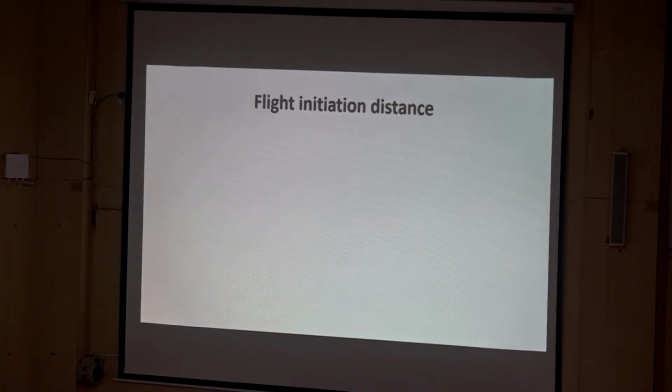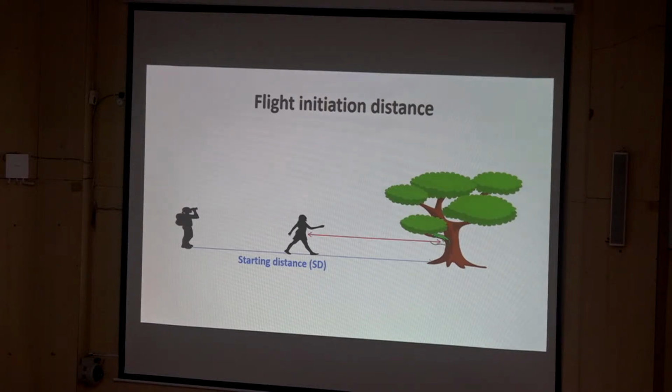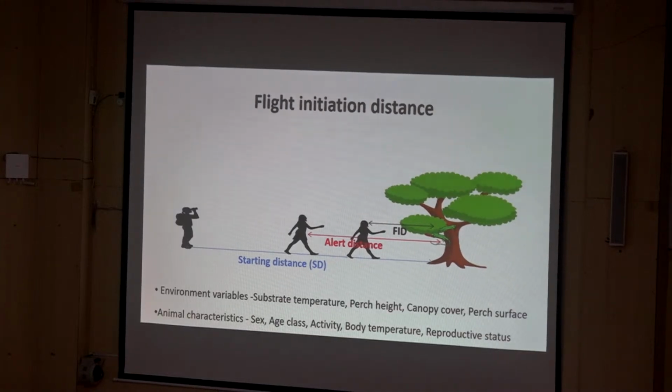Flight initiation distance is the distance between the prey and predator at which the prey flees. When the lizard was found at a distance of more than 5 meters, we did the flight initiation distance measurement. The distance at which the lizard flees is the flight initiation distance. We also measured the environmental variables and the animal characteristics.